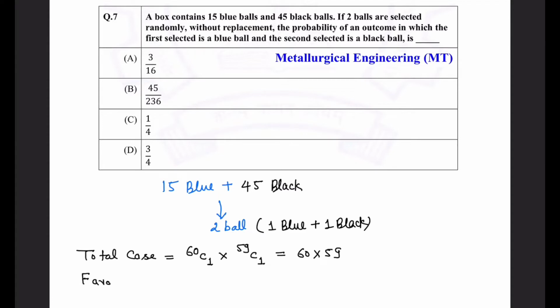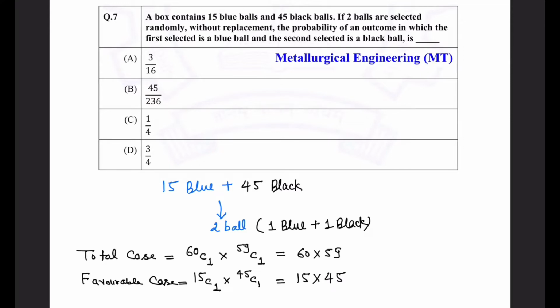Now come to the favorable case. The first ball has to be blue, right? So out of 15 balls, you can pick one blue ball by 15C1 ways. And the second ball has to be black, so it has to come from the 45 black balls, 45C1. So the favorable case would be 15 into 45.